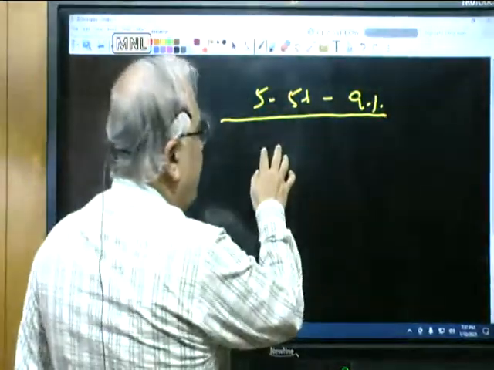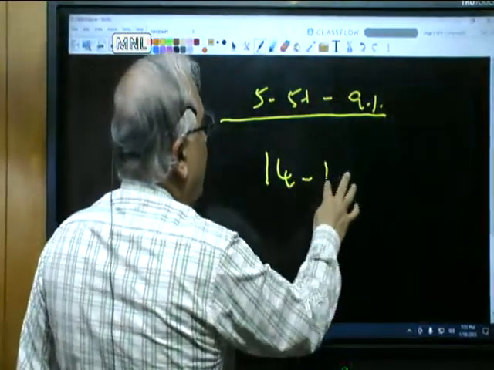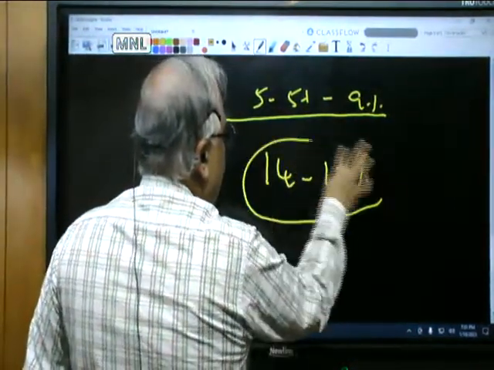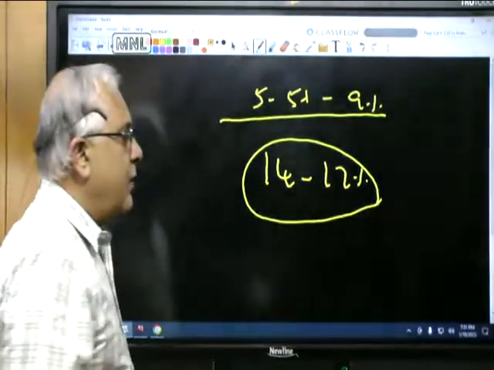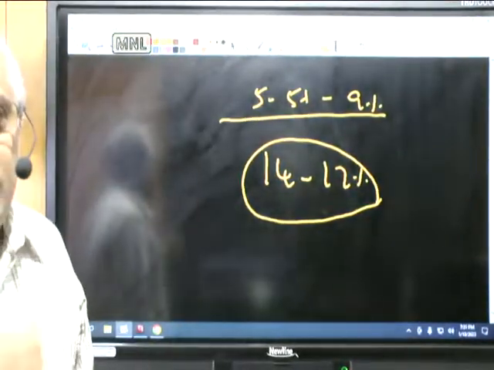In a slightly deeper correction, it can go anything between 14 to 17%.